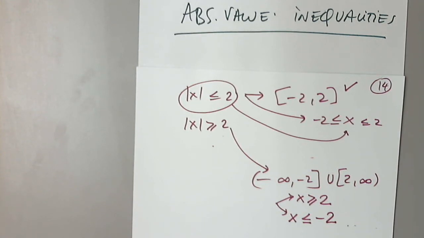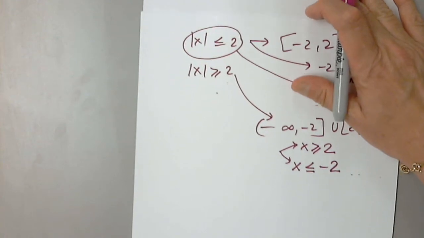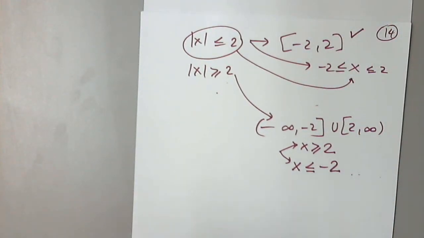The second one is not looking for that. It's looking for 2 units and more, which means to the right of 2 and to the left of -2. So this is the concept, totally different than absolute value equations. The equations have solutions like 1 or 2 or 3, but these are intervals.